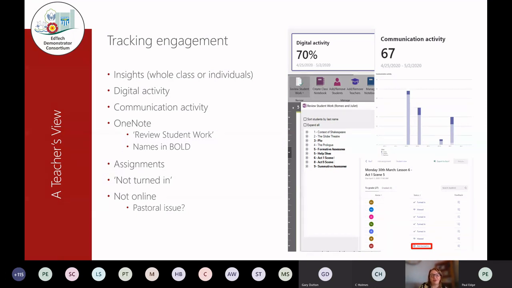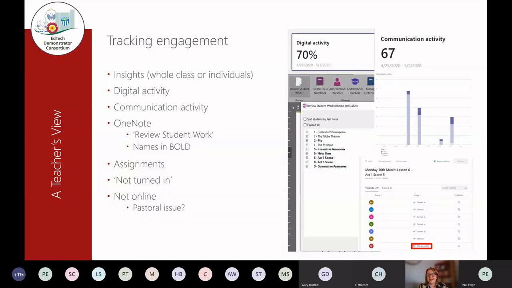Through the use of OneNote, we've got the review student work feature, which is on the class ribbon at the top. And again, you can see that anything in bold has been worked on, so that's a really clear indication, a real visual aid to be able to just click on and see those pupils. And also for pupils that aren't bold, again, you know that they haven't made any amendments to that sheet.